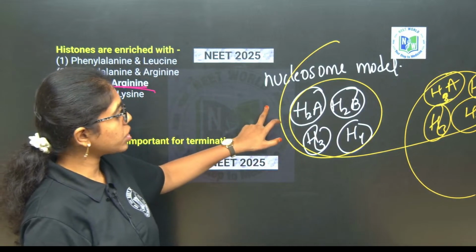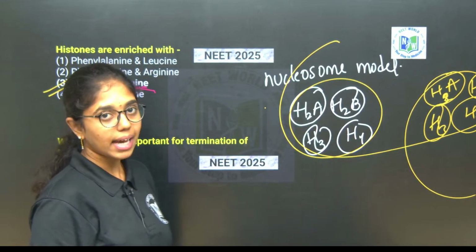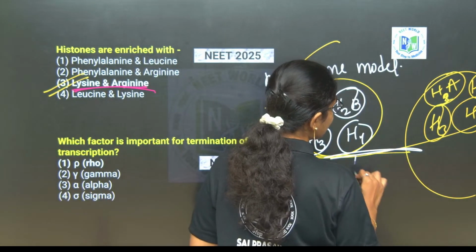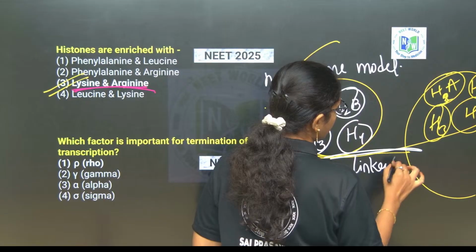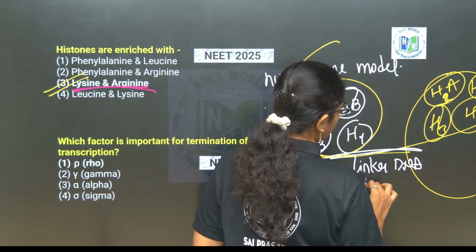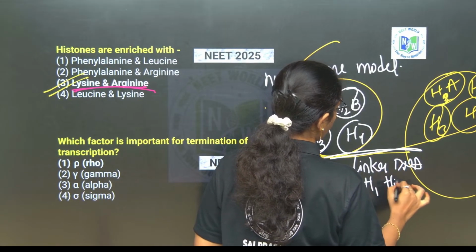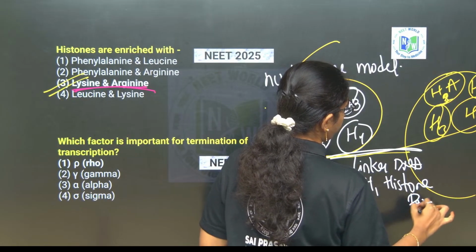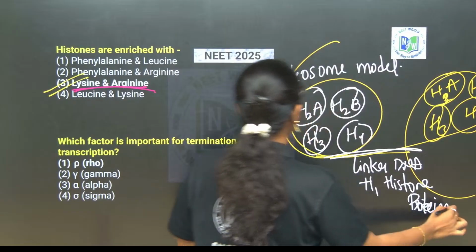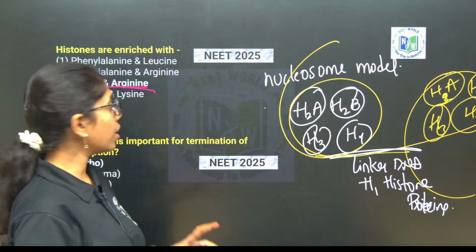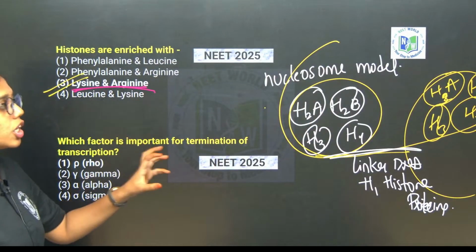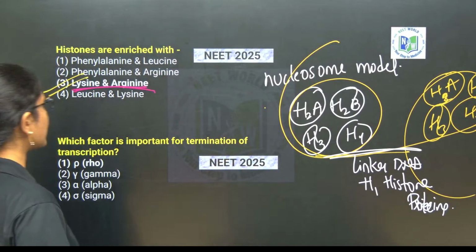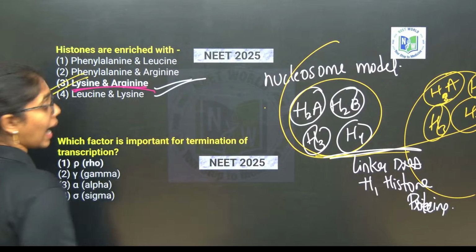DNA is negatively charged and histone proteins are positively charged. So around these two there is linker DNA with H1 histone proteins. Fine, right, ma'am. So this is about the nucleosome model. And these histone proteins which are positively charged have amino acids like lysine and arginine.